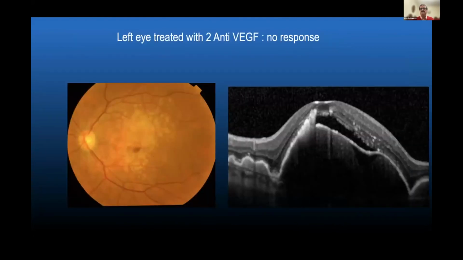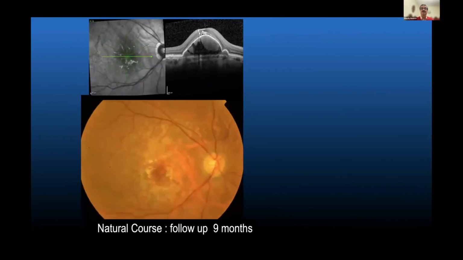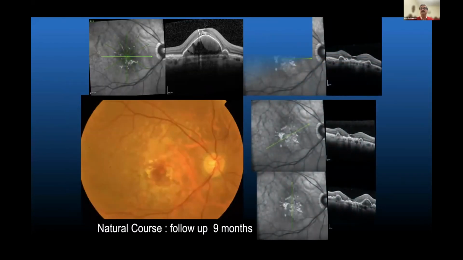Twice anti-VEGF, nothing happened. The patient felt no difference. The vision was stable, and the RPE detachment was almost the same. There was no change. So I decided to follow up this patient. So this is the natural course. 9 months after the follow-up, this is the horizontal, oblique, and vertical line scans. The RPE detachment started to flatten with, of course, destruction of the outer retinal layers.